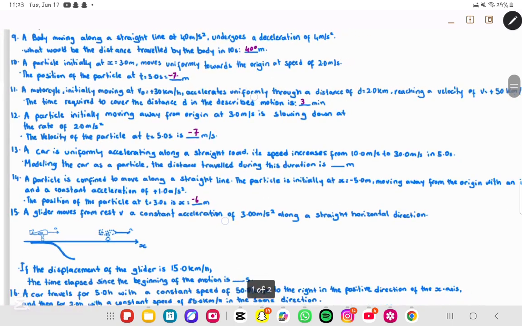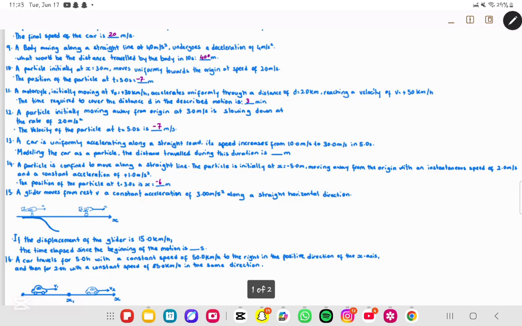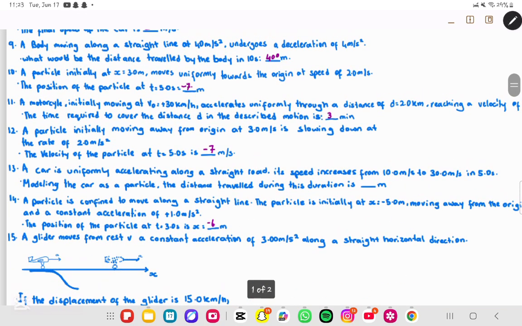Number 10, a particle initially at x equals 3 meters. So this is x initial. Moves uniformly towards the origin. So if it's moving towards the origin, that means it's going back at a speed of 2 meters per second. So this is V initial. The position of the particle at time 3 seconds. So we have x final. We need to find it. Okay. We have x initial.